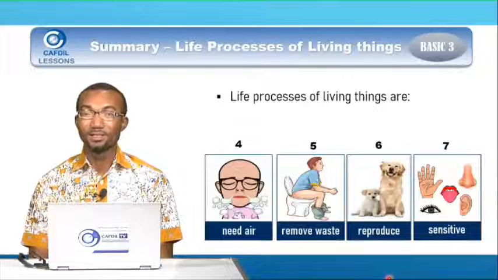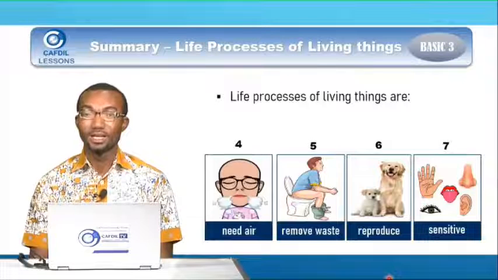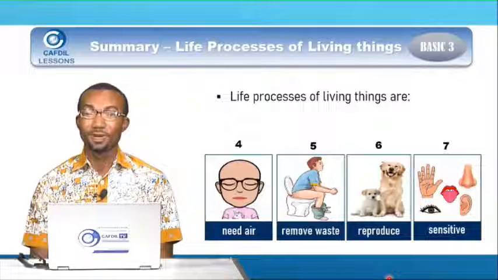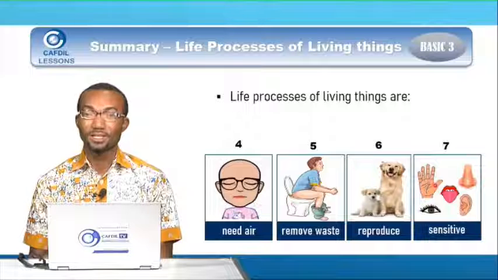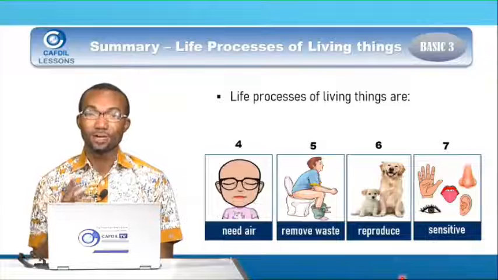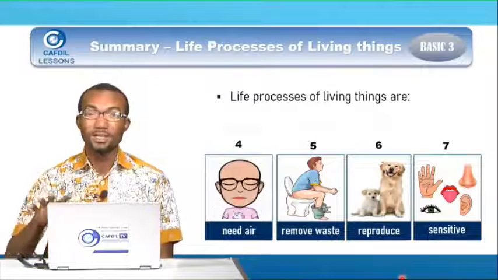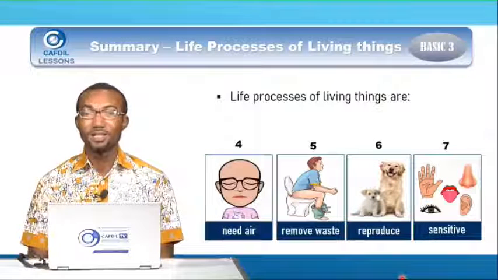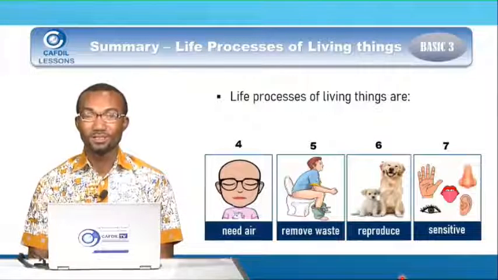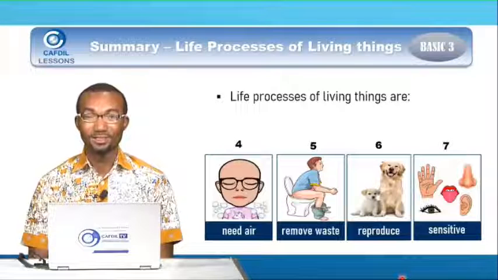And the last one is living things are sensitive. They have sense organs. Human beings have 5. You have the eye here, you have the ear, you have the tongue, you have the nose, you have the skin for touching, eye for seeing, ear for hearing, tongue for tasting, nose for smelling. These are the 5 organs that help us to see and feel any changes around us. So these are the 7 life processes of living things.